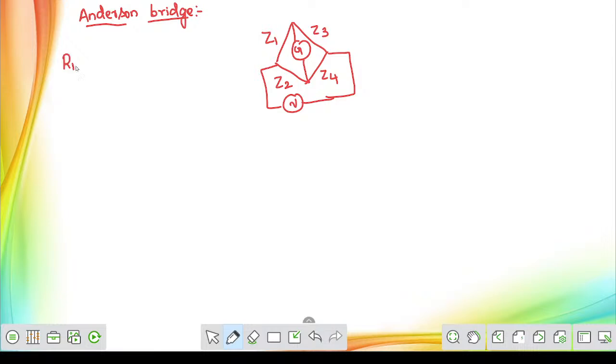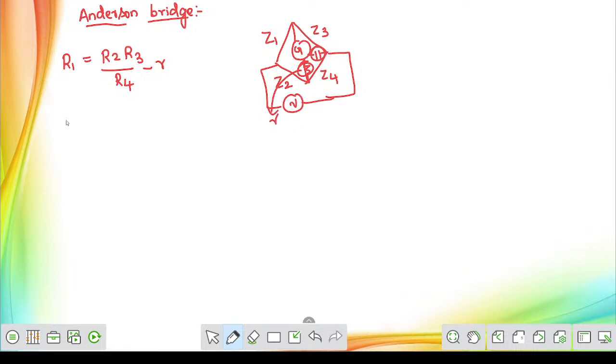Now, with this diagram, with the help of Anderson bridge, the unknown resistance R1 is going to be the product of R2 into R3 divided by the value of R4 minus small r. This small r will be given with the galvanometer. We hope you all know the Anderson bridge. In the Anderson bridge, here we will have a capacitor and here we will have a resistor. This resistor will be treated as small r.